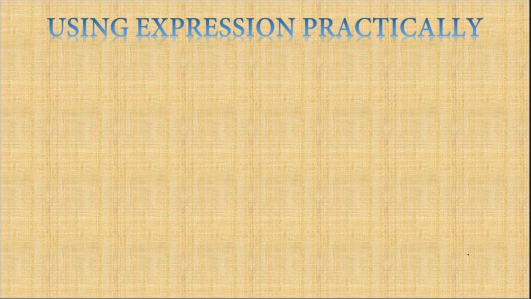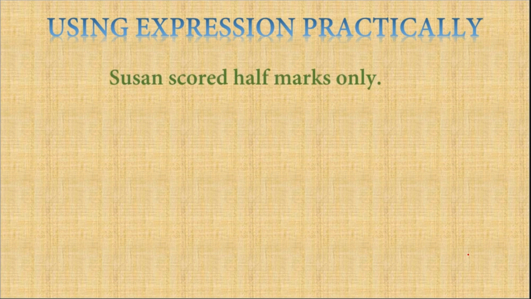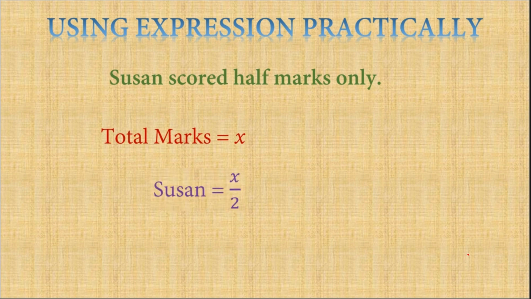Now we will see how to perform division on variables. Say Susan scored half marks only. We don't know what the total marks are here. It could be 30, 20, 40, or 80, anything, or 100. It can vary. So in place of total marks, we'll take it as x. And to obtain Susan's marks, we will just divide this x by 2. x upon 2 gives the marks of Susan. Like this, in real life, for different statements we can write algebraic expressions. Expressions involve only addition, subtraction, multiplication, and division.